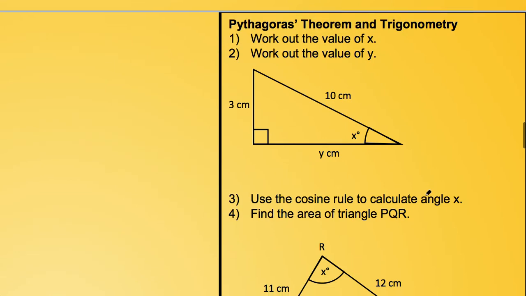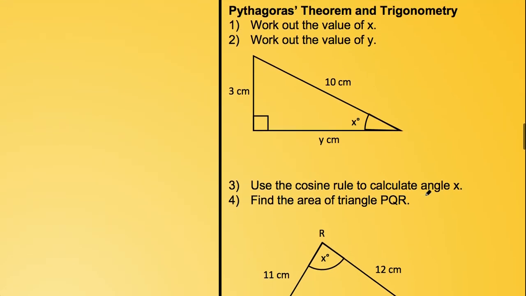Okay, Pythagoras' theorem and trigonometry. So this is straightforward SOHCAHTOA trigonometry, because it's in a right angle triangle. Work out the value of x. I start by labeling my sides. Compared to x, I've got hypotenuse, as always, opposite, and adjacent.